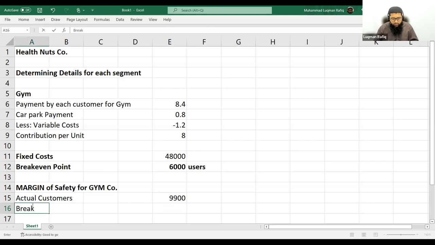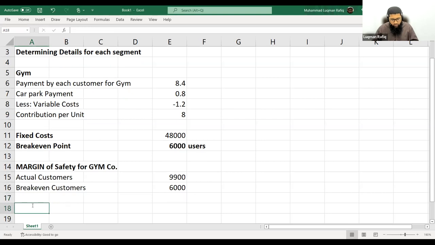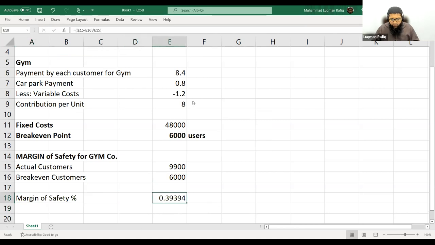The break-even customers is going to be 6,000. Hence, the margin of safety as a percentage is going to be what? 9,900 minus 6,000, divided by 9,900. It is 39.3439. Lovely. So that's what we have been able to do with respect to the gym, that we have been able to calculate the break-even point like this for the gym.